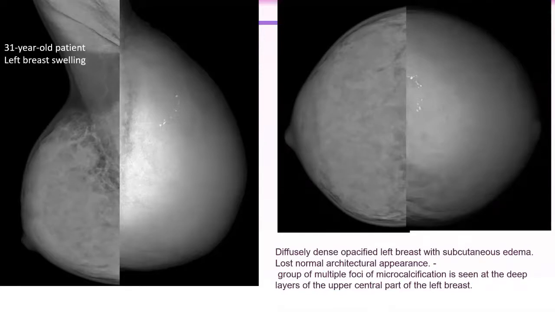So what is your differential diagnosis for this diffuse enlargement with some edema? What is your differential diagnosis for global asymmetry with microcalcification and edema? Inflammatory carcinoma. Inflammatory carcinoma, excellent. What else? Inflammation, and it could be mastitis. Mastitis, okay. What else?